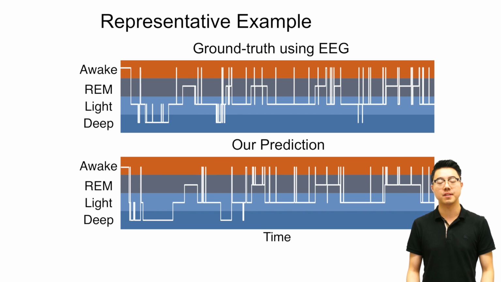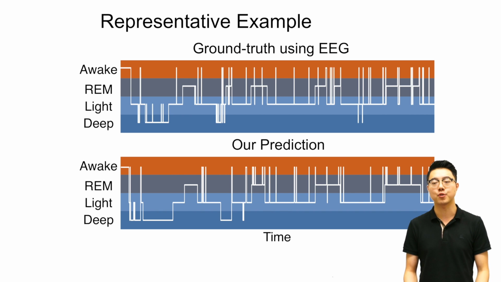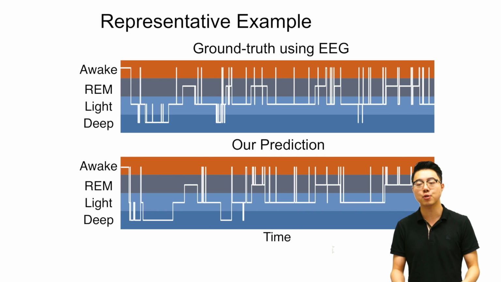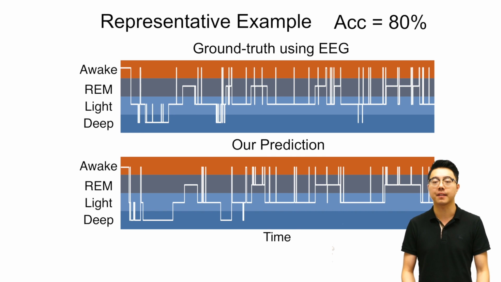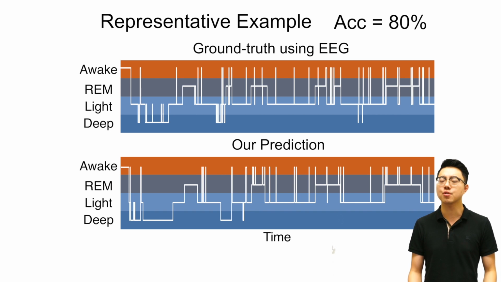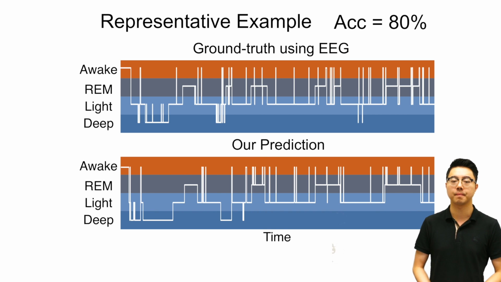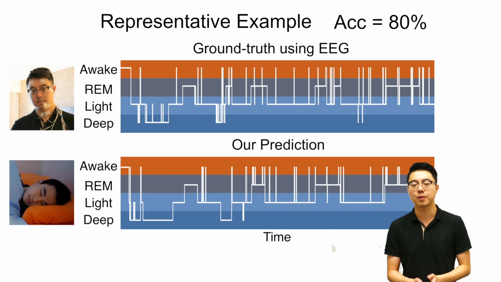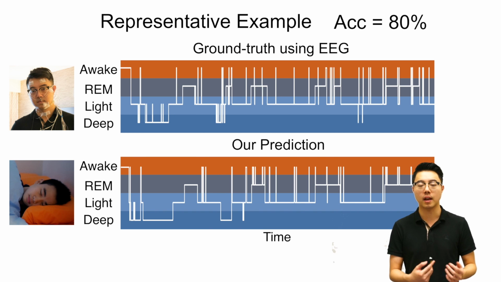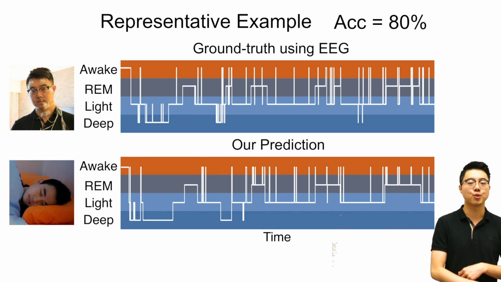Let me now show you a representative example. This is the same night with the same person. The top graph shows his sleep stages as a function of time predicted by EEG sleep profiling. The bottom graph shows our prediction. As you can see, those two results match with each other pretty well. In fact, their accuracy is 80%. Also, the differences are mostly due to fast transitions, which are typically ignored by the doctors. But remember, the top graph requires the person to wear EEG electrodes, while the bottom one allows him to sleep comfortably in his own bed.